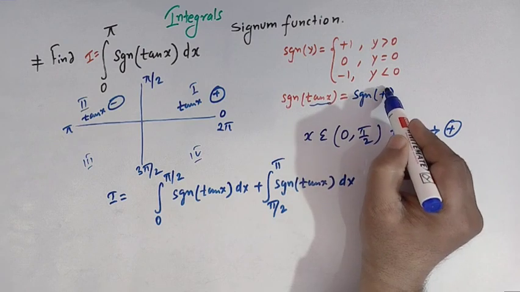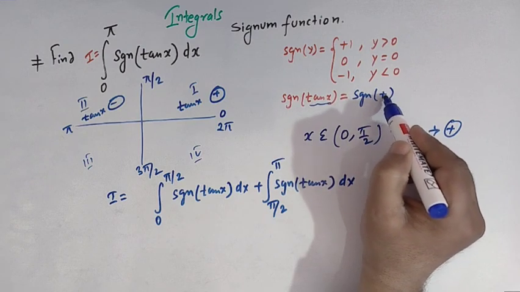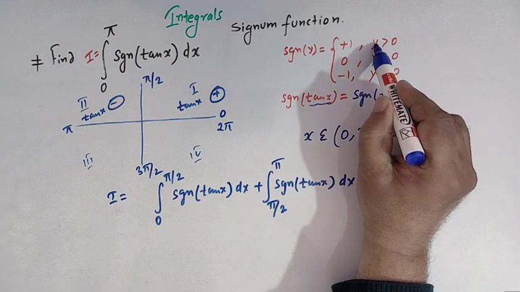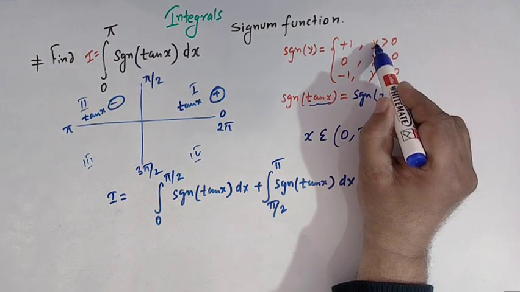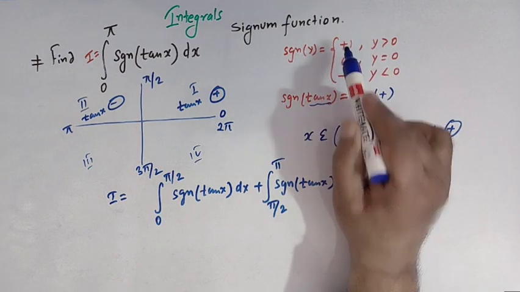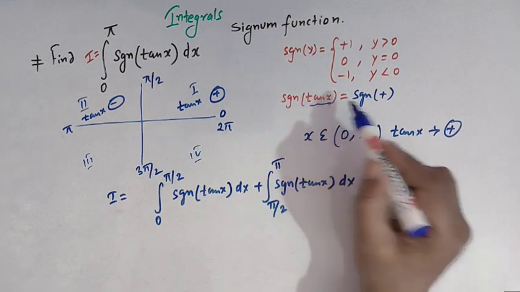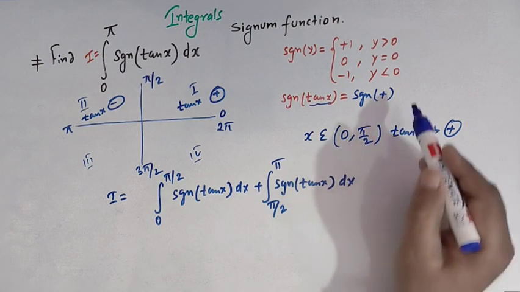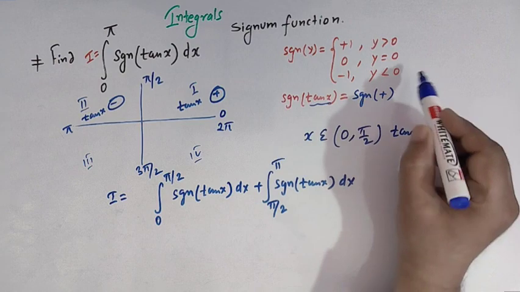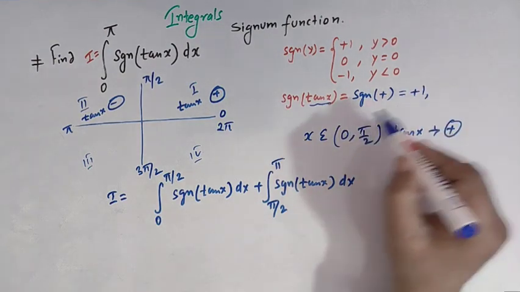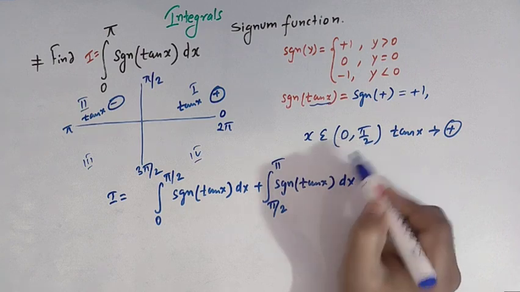So whenever we have a positive quantity, that is y greater than 0, y means the positive y, right? So for all positive y, signum of y takes the value plus 1. So tan x is positive in this interval 0 to pi by 2. So here signum of tan x will take the value plus 1 when x belongs to 0 to pi by 2, right?